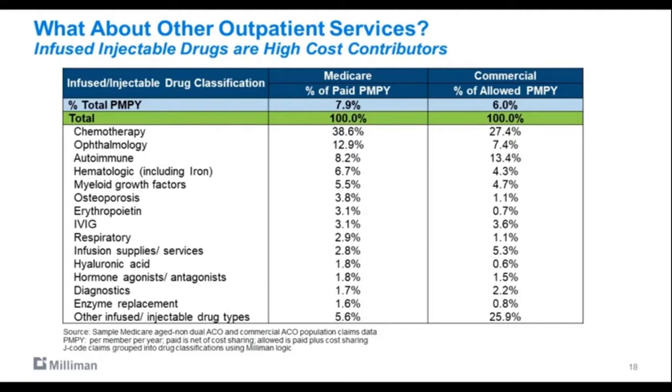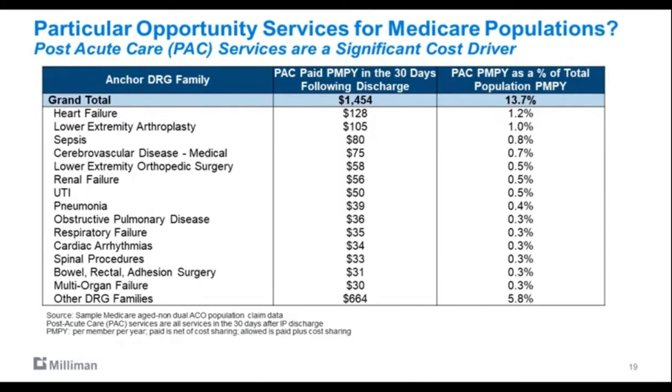Ophthalmology, we drill into many times on the Medicare side because a lot of that is for macular degeneration, and there are some very high cost brand drugs, and there are some available low-cost drugs that could be substituted. So again, many drill downs. On the autoimmune side, on the commercial side, that's a big driver, 13.4%. Is there opportunity to substitute cheaper drugs? Again, those are questions to ask and drill down further.